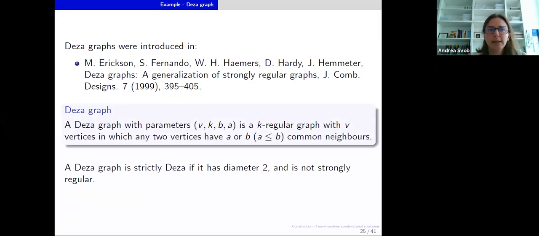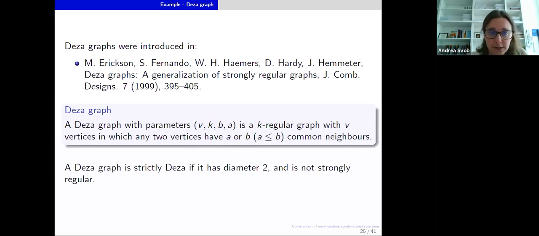Just to remind you, the Deza graphs are a very nice generalization of strongly regular graphs. They were introduced in 1999. And they are defined as follows: a Deza graph with parameters (v, k, b, a) is a k-regular graph having v vertices in which any two vertices have a or b common neighbors. So we are calculating just the neighbors of the vertices, and it is always the case that they have a or b common neighbors.